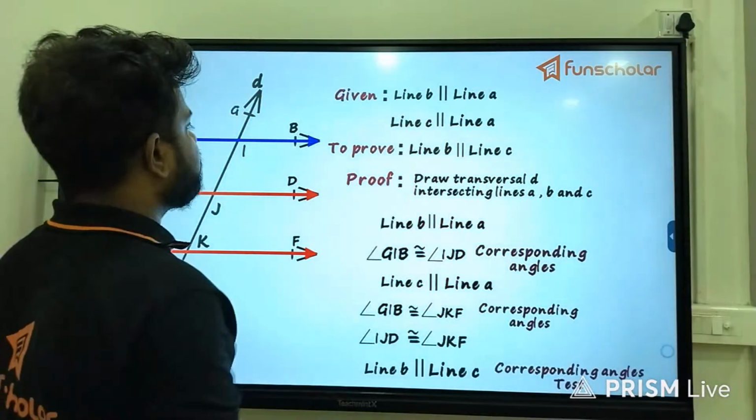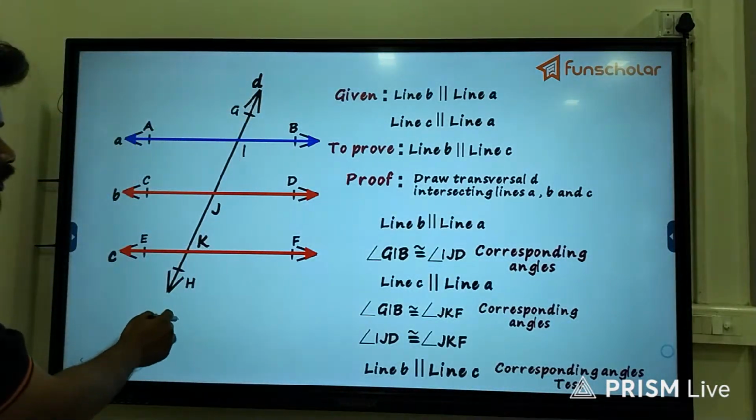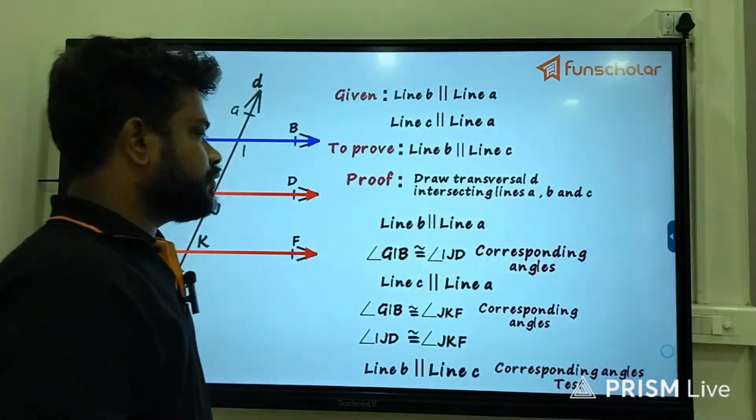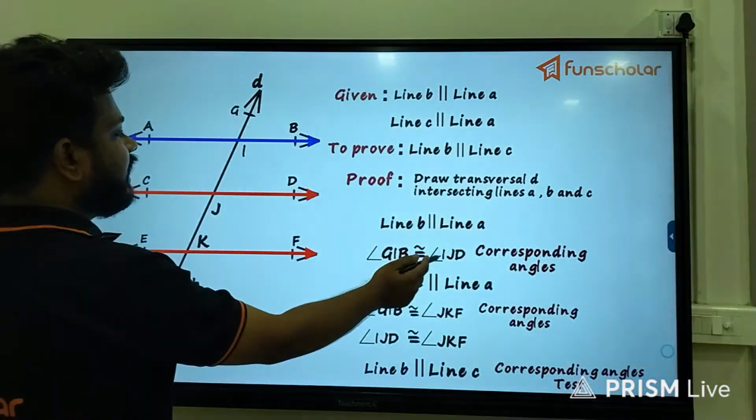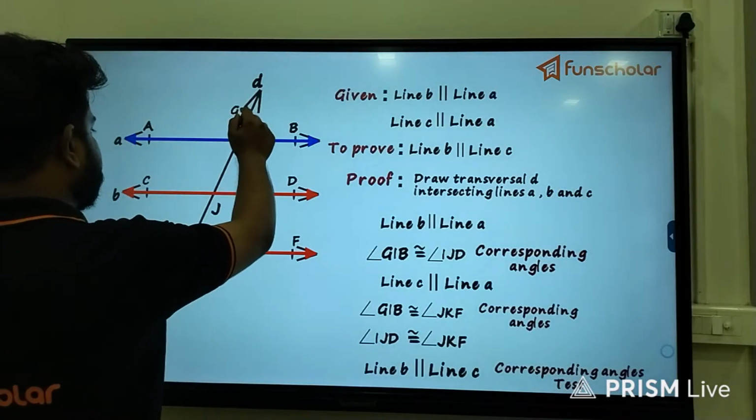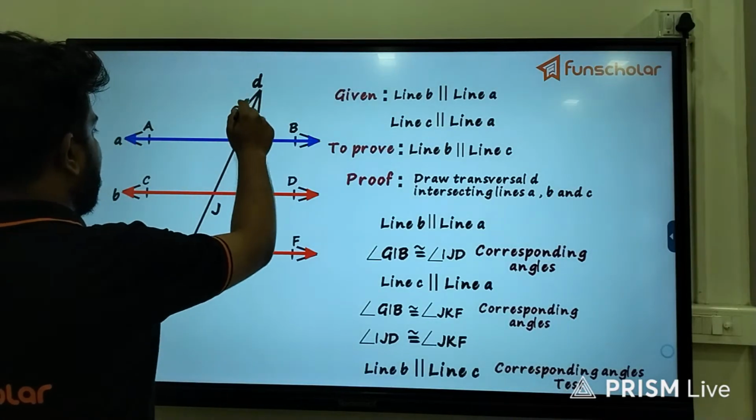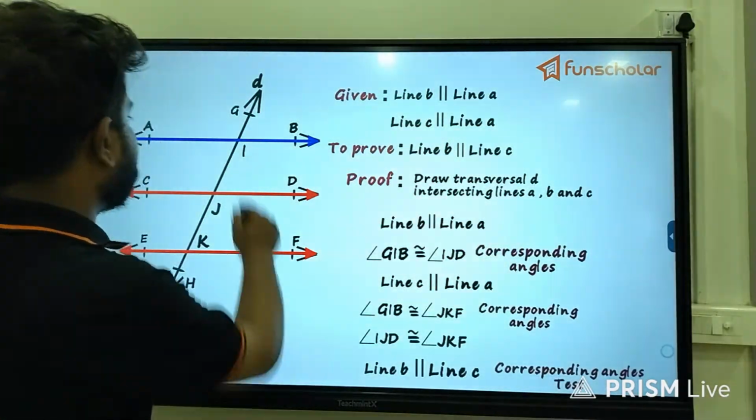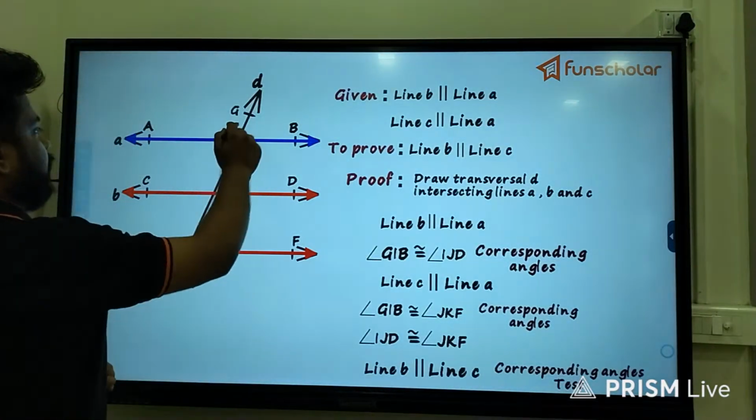So draw a transversal like D. So we have drawn it and line B is already parallel to line A. So that means that angles GIB and IJD will be the corresponding angles, like these two angles will be corresponding.